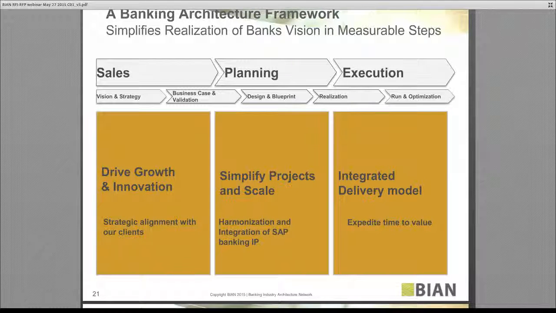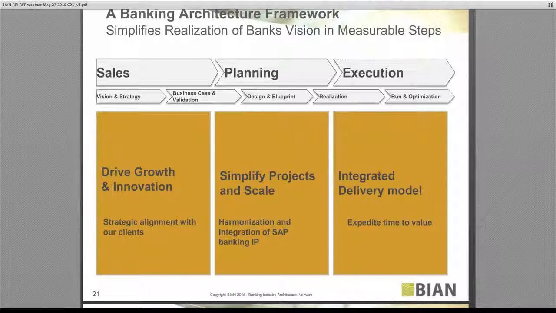Any banking architecture framework, I assume, has the ambition that we support the banks, so you, to transform in measurable steps. So step by step. You start a journey, you have a target operating model, you have a target picture in mind, but this requires several steps. And every step shall contribute to the target picture in a controlled and measurable manner.